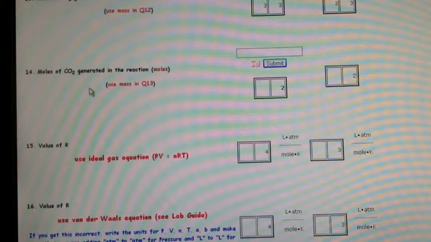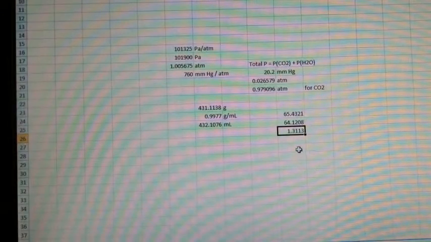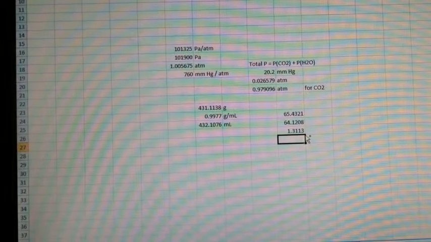Okay, so now it is asking for the moles of CO2 generated in the reaction. We have the mass, so we just convert that to moles. That is a simple problem.